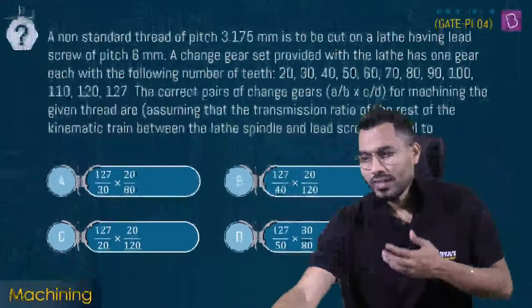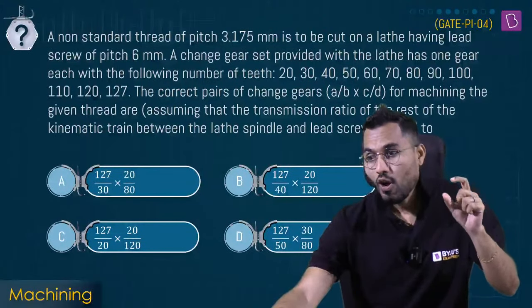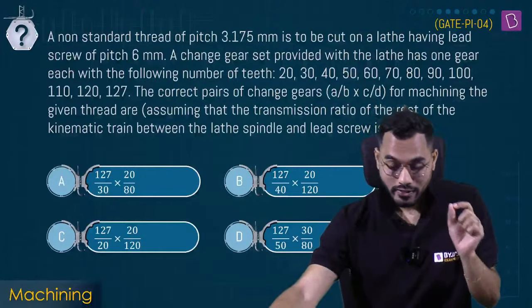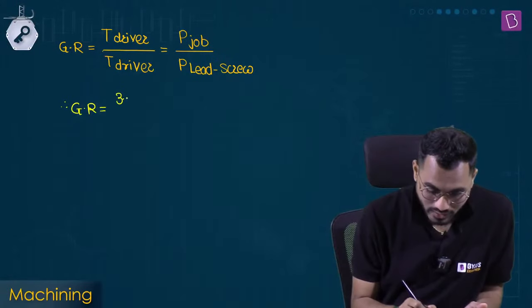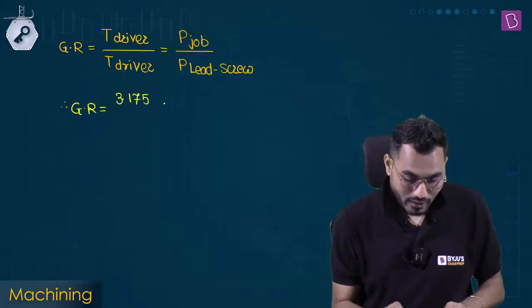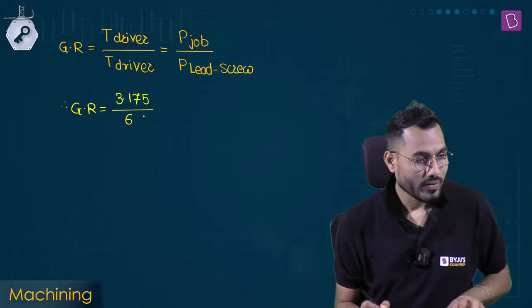If we go back, you'll understand that the pitch of the job, that is the workpiece, is given: a non-standard thread of pitch 3.175 is to be cut. Right, fine. So the pitch is exactly equal to 3.175 millimeter divided by the pitch of the lead screw. What is the pitch of the lead screw? It is given as 6 millimeter. Is it okay, everyone?